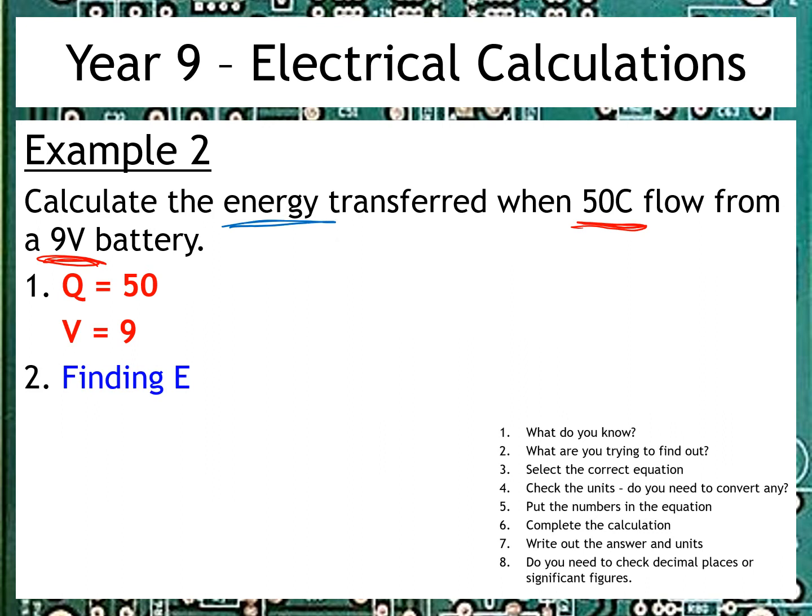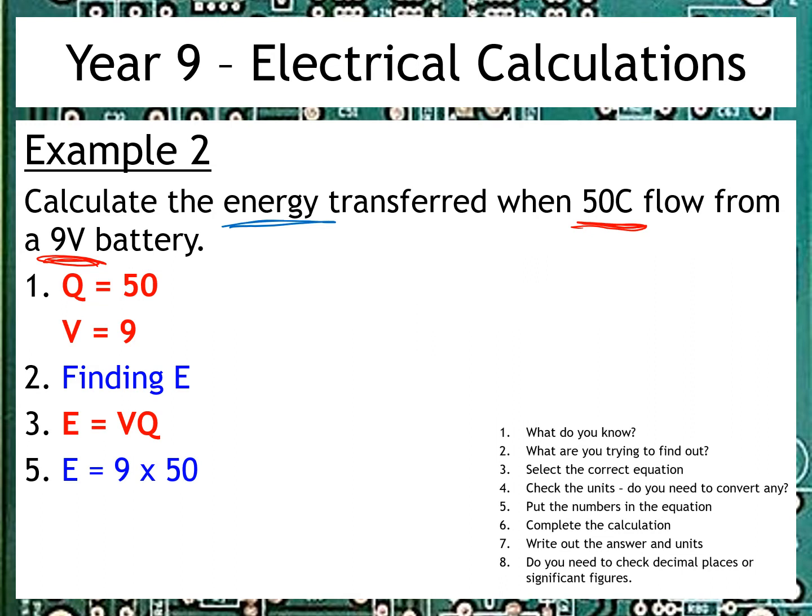We need to get the right equation with E, V and Q in, which gives us the equation E equals Q times V. We're then going to check our units. Coulombs and volts are fine, they're all standard units, so we can go straight into putting the numbers into the equation. E equals 9 times 50.